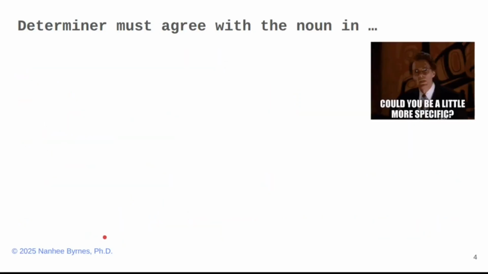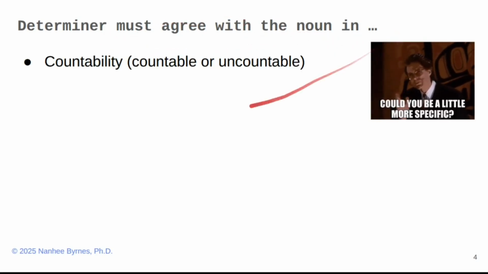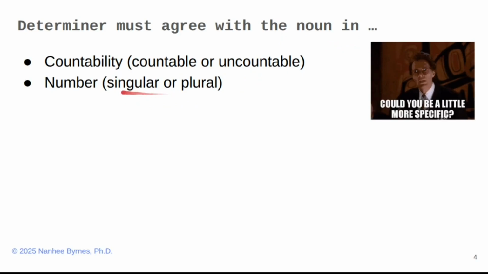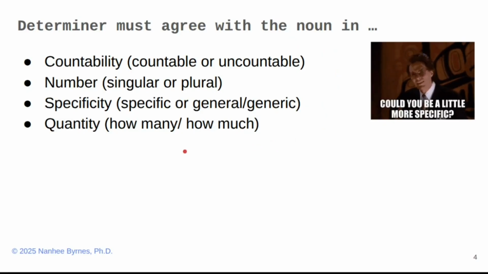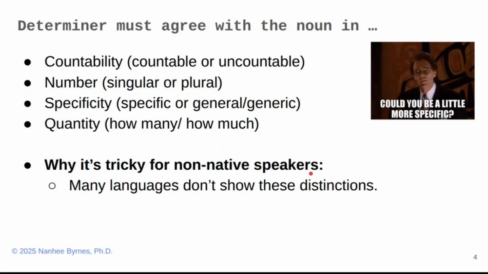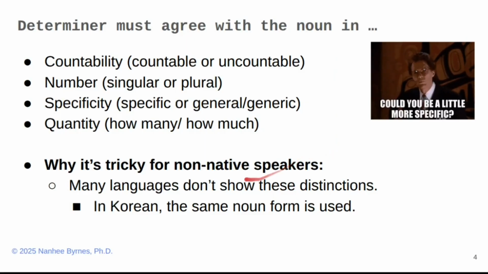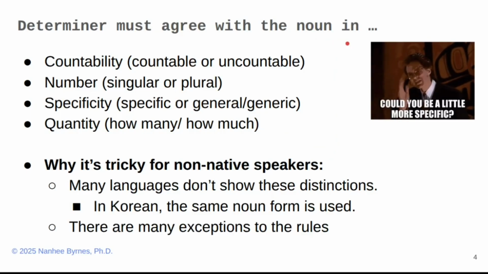The Principle of Noun Determiner Agreement. This principle means that every time you use a noun in English, the determiner you choose must agree with that noun in key grammatical features, whether it's countable or uncountable, and whether it's specific or general. That's where non-native speakers often struggle because many languages don't mark these distinctions. For example, in Korean, the same noun form can express countable, uncountable, specific, or unspecific meanings, so it's perfectly natural to find English determiners confusing at first.